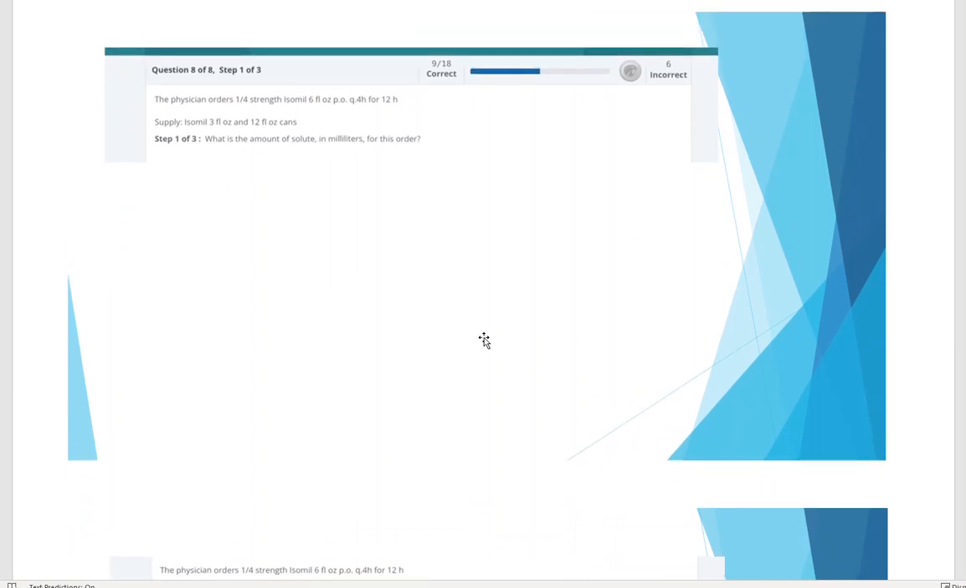Okay. And our last question. The physician orders 1/4 strength of Isomil, 6 fluid ounces by mouth every 4 hours for 12 hours. What is the amount of solute in milliliters for this order? Okay, notice this order is 12 hours this time. So how many feedings do I have in 12 hours? I do it the same way I would if it was 24, except I'm using 12. So 12 hours divided by every 4 hours gives me 3 feedings.